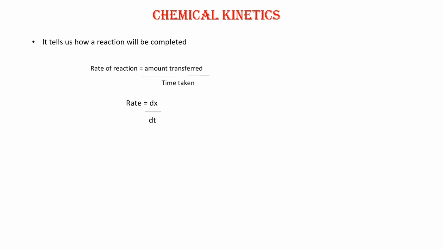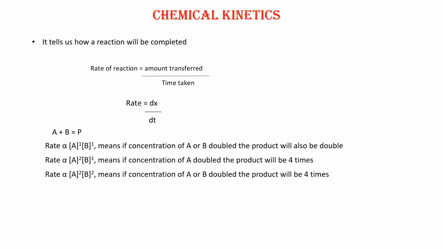So the rate of reaction depends upon the amount transferred divided by time taken, or we can say rate is equal to dx upon dt, which means the change in the concentration of X at a particular time t. Suppose a reaction consists of reactants A and B giving the product P. If the reaction is A plus B giving product P, and the rate is proportional to the concentration of A and B, where the concentrations of A and B are 1, it means if we double the concentration of A or B, the product will also be double.